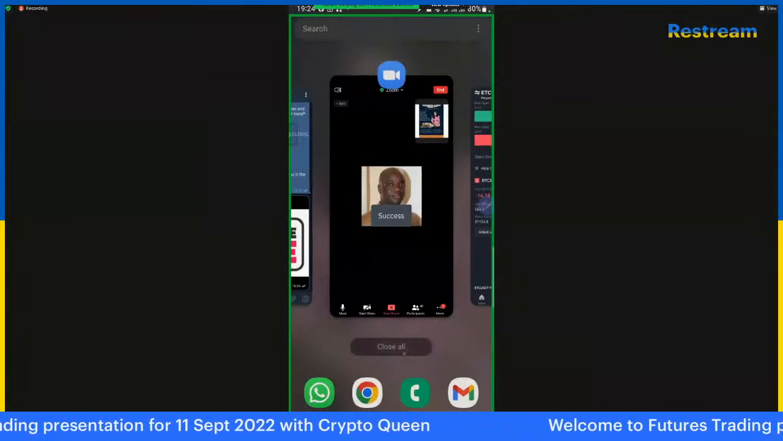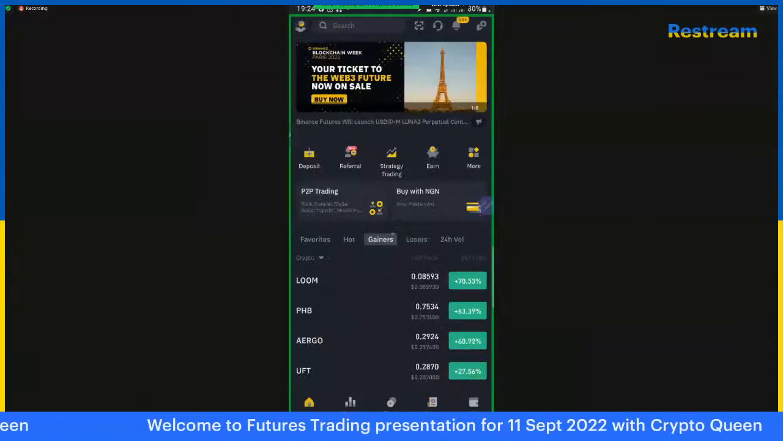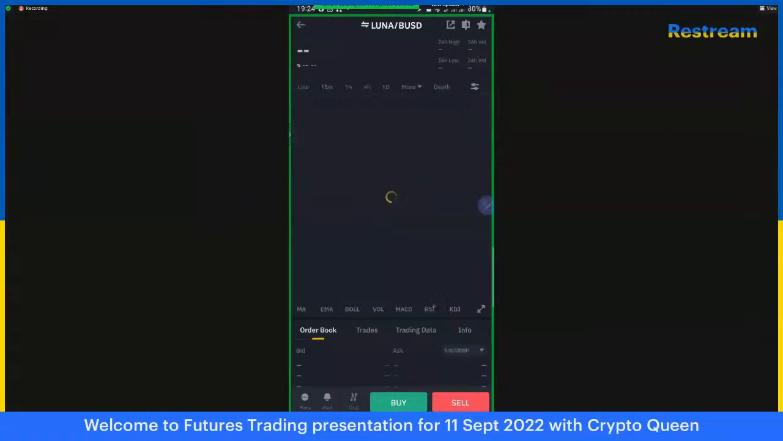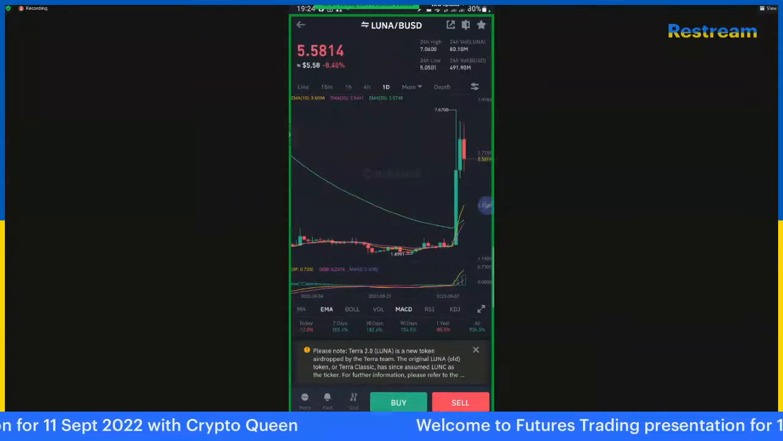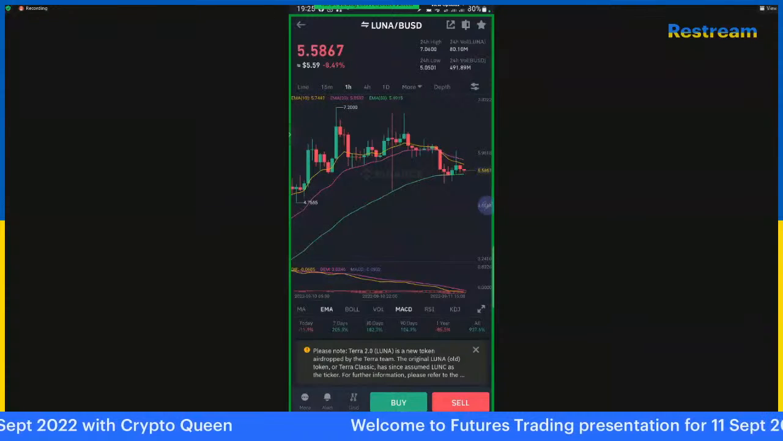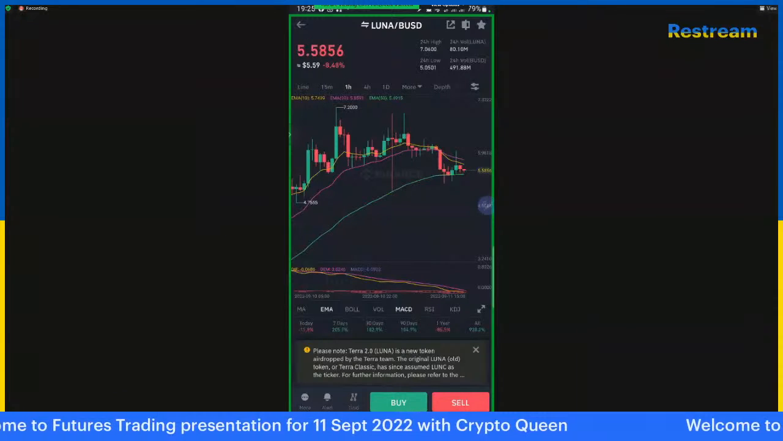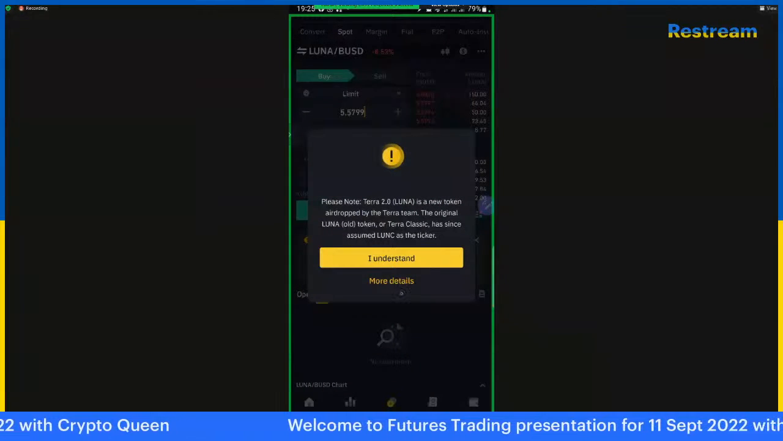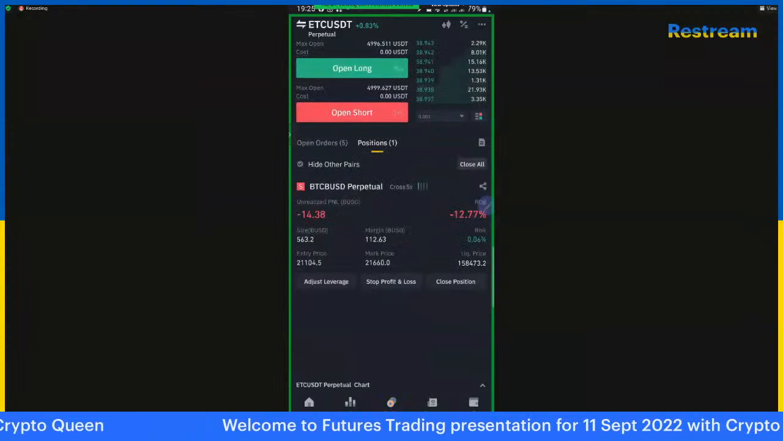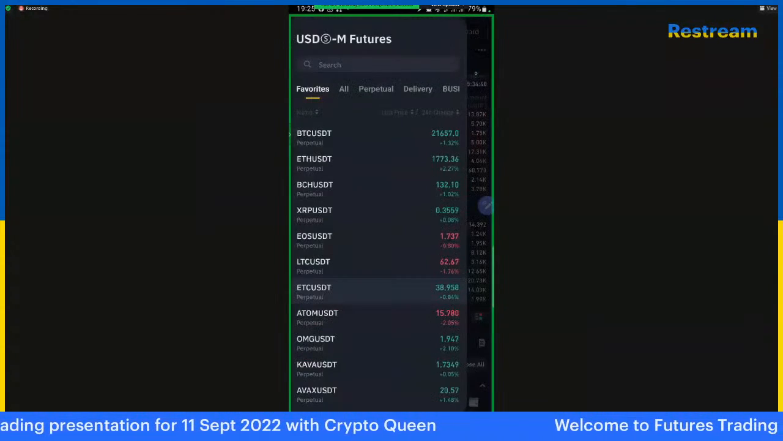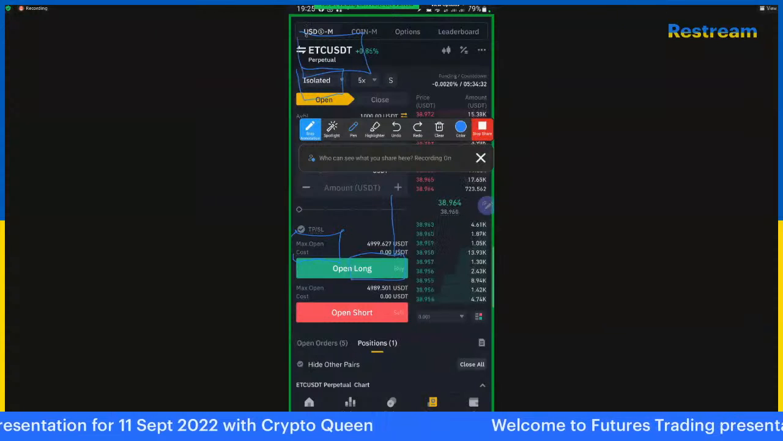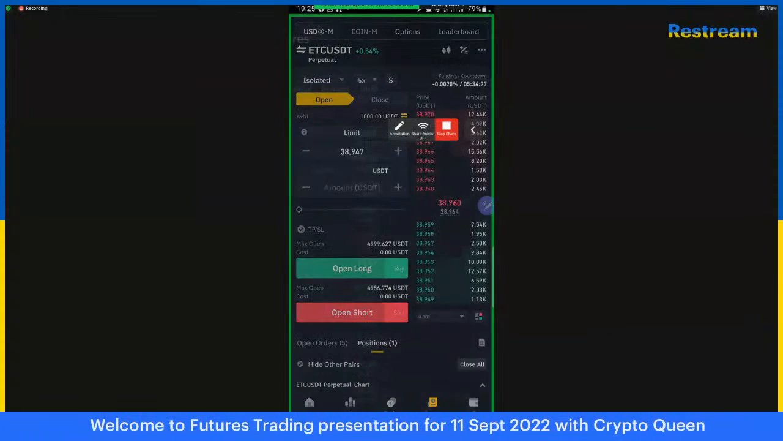Let me check what I can just guess and open. It's not even looking good to long. I don't like trading volatile coins, but for the purpose of this class, let me just open Luna on isolated. For every coin listed in futures, you can find it here. This is where you find coins that you can trade in futures.